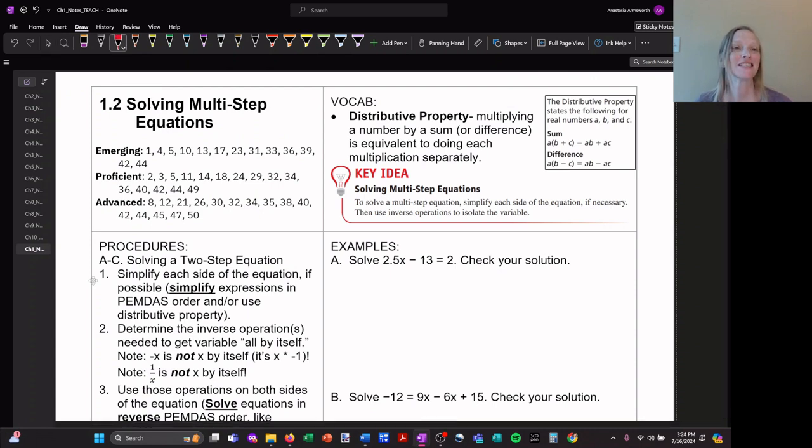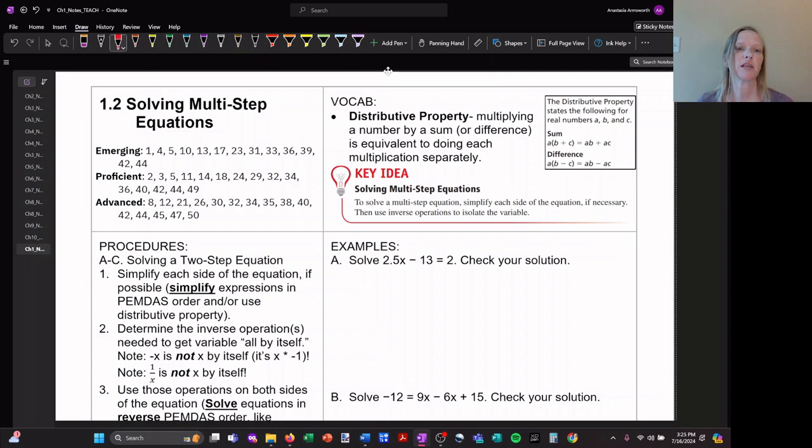Hi, folks. In this next lesson, we're going to learn how to solve multi-step equations. Last time we solved problems that only had one mathematical operation in them. This time, there's going to be two or three or more mathematical operations that we need to deal with.